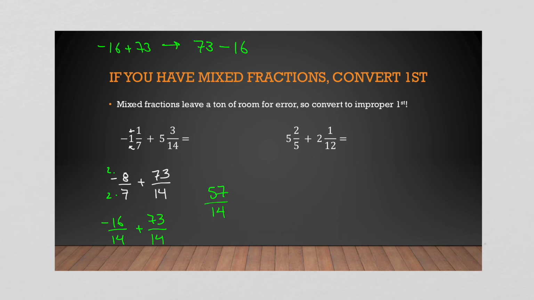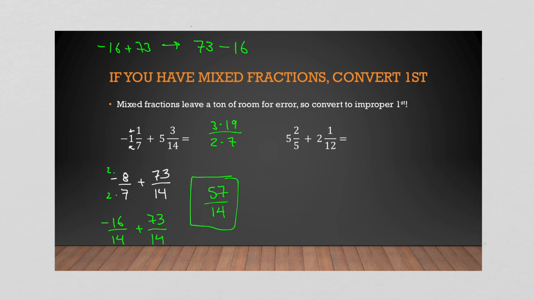14 is divisible by 2 and 7. 57 is divisible by 3 because 5 plus 7 is 12. Go back to my divisibility rules video if you're not sure what I mean by that. So 57 divided by 3 is 19. So if you look at this as factors, we have 3 times 19 over 2 times 7. Nothing cancels. We can't cancel anything. So that is our simplified answer.